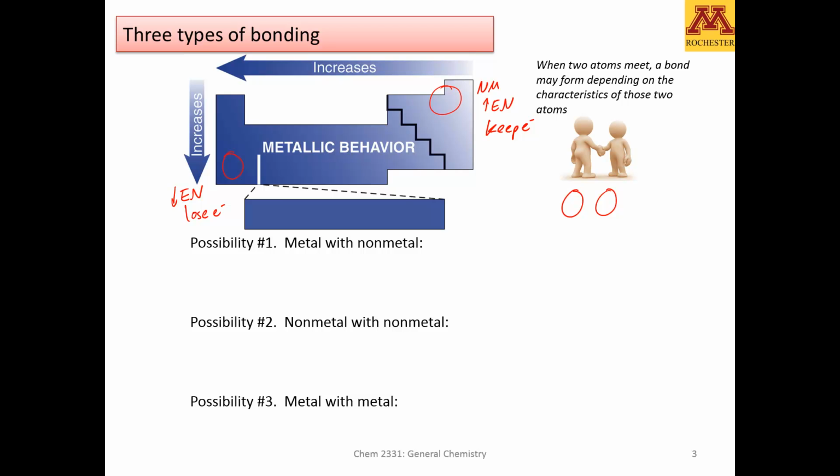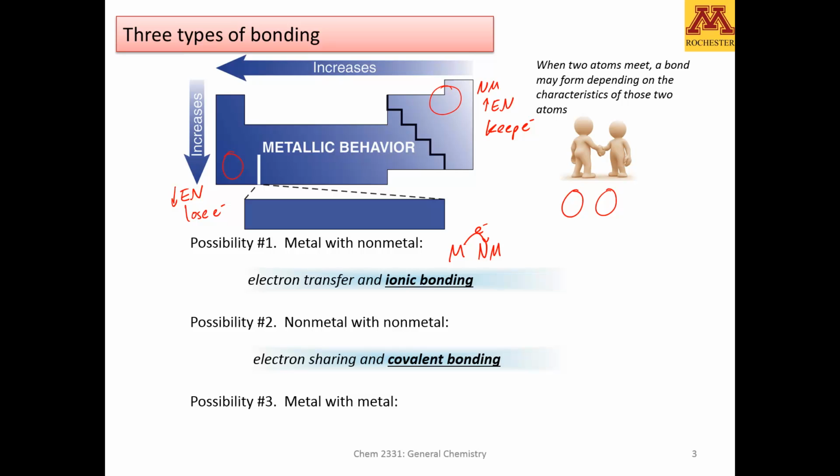So when a metal meets with a nonmetal, it's clear that there has to be a transfer of electrons from the metal to the nonmetal. The metal has a lower electronegativity, therefore it will lose the electrons because the nonmetal wants those electrons. When a nonmetal meets with a nonmetal, what you have is the so-called covalent bond, because there has to be a sharing of electrons. And when a metal is bound to another metal, what you have is, of course, metallic bonding.